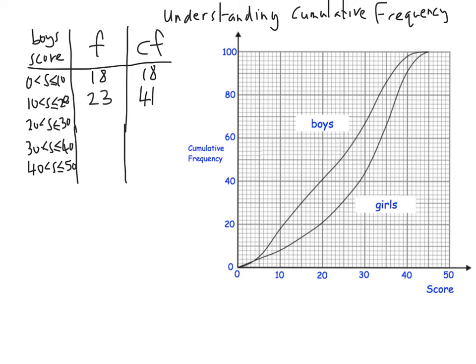The next group, they end up at 30. The boys is now at 67. So the cumulative frequency 67, it must mean in that group there were 26 boys. And the next one we've got 40, and that brings you to, for the boys, 98. So quite a lot of people in there. That gives you 31. And there must be 100 altogether. So that means 2 in the final group.